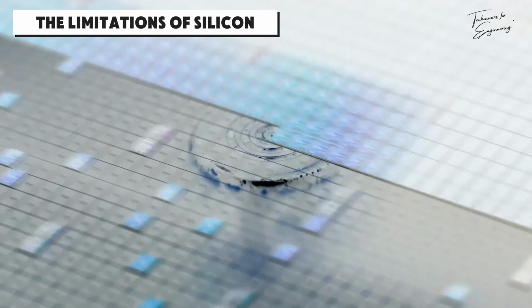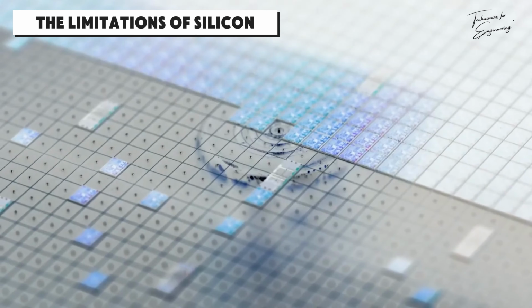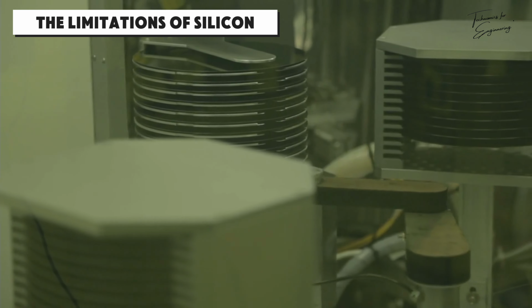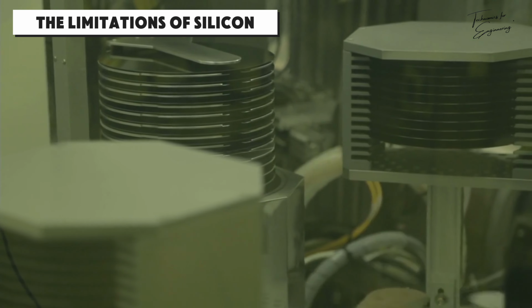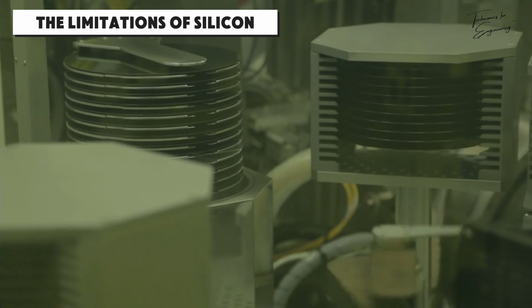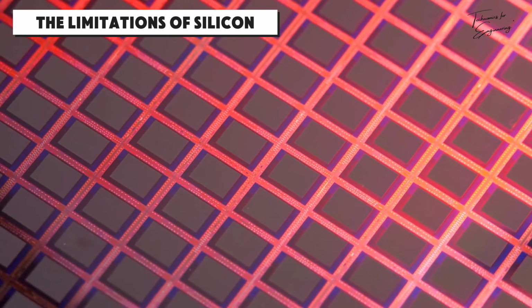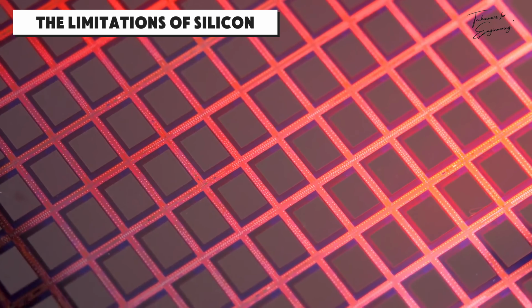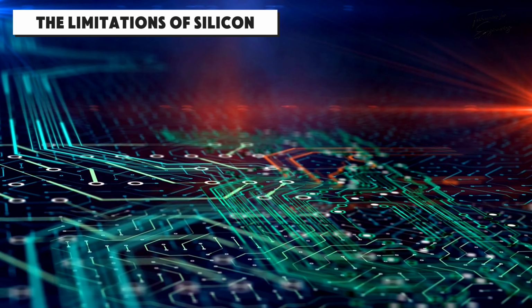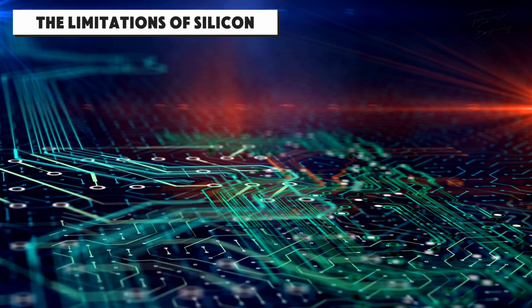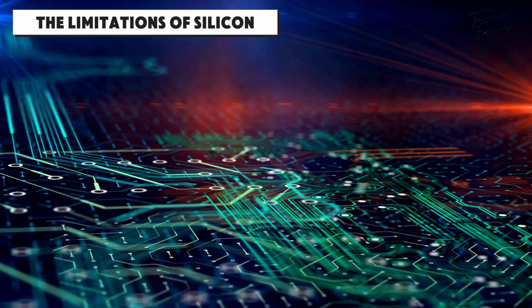Now let's discuss the limitations of silicon. Silicon is currently the primary material used in most semiconductor devices, but it has some drawbacks. The first limitation is its electrical properties. Silicon's electron mobility is limited, which imposes speed limits on high-performance electronic devices.